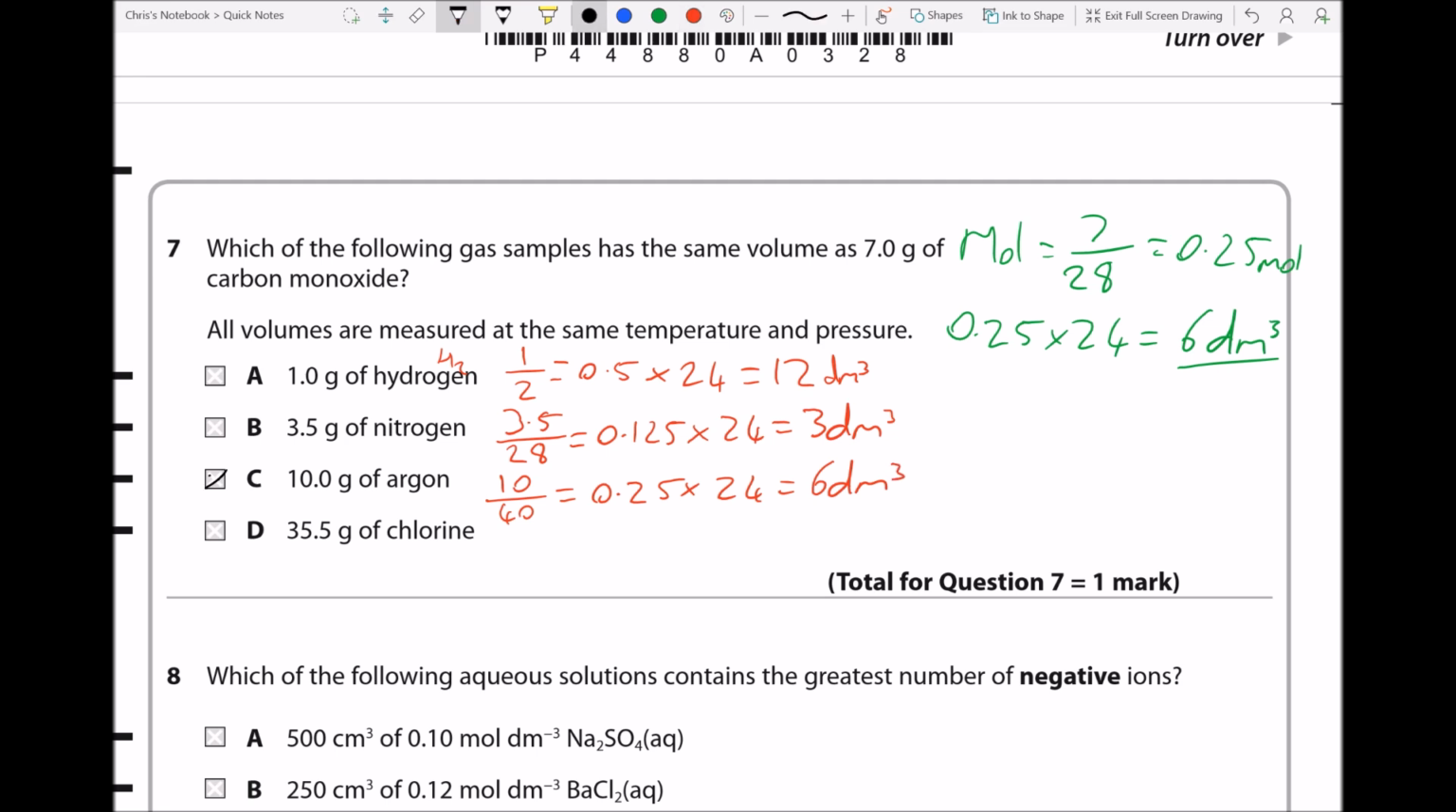Okay. And just to prove it, let's just quickly do this one. So this one's going to be chlorine, which is 35.5. We're going to divide that by, because it's Cl2, 35.5 times 2, which is going to be 71. And that's going to give us 0.5. We're going to times that by 24. And we should get 12 decimeters cubed. So you'd see that obviously that one doesn't match. So the answer is C, because that matches.